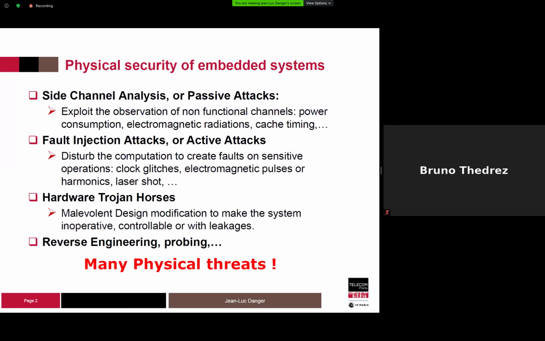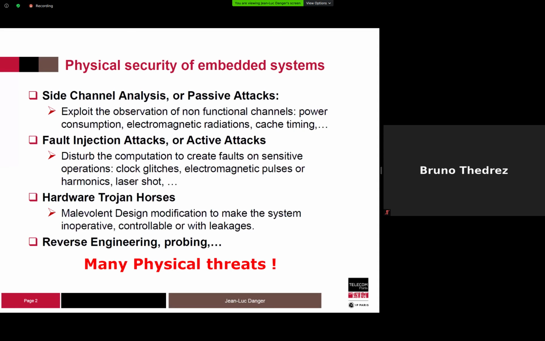We can also observe the power, but also the time. Specifically, when you use a processor with cache memories, you can observe the time to access the cache memory. Another very famous type of physical fault is the fault injection attack, also called active attack, where the goal is to disturb the computation in order to extract a secret, as the passive attack's goal is mainly to extract sensitive information from the computation.